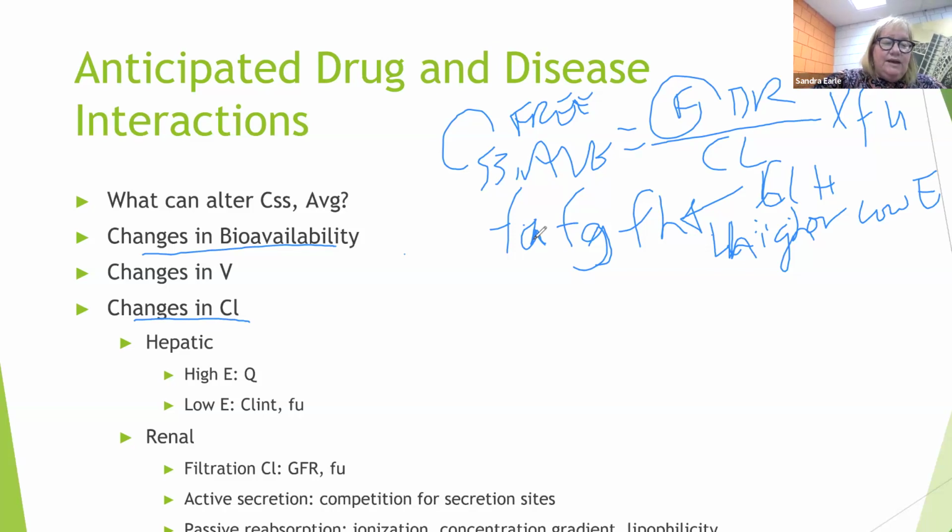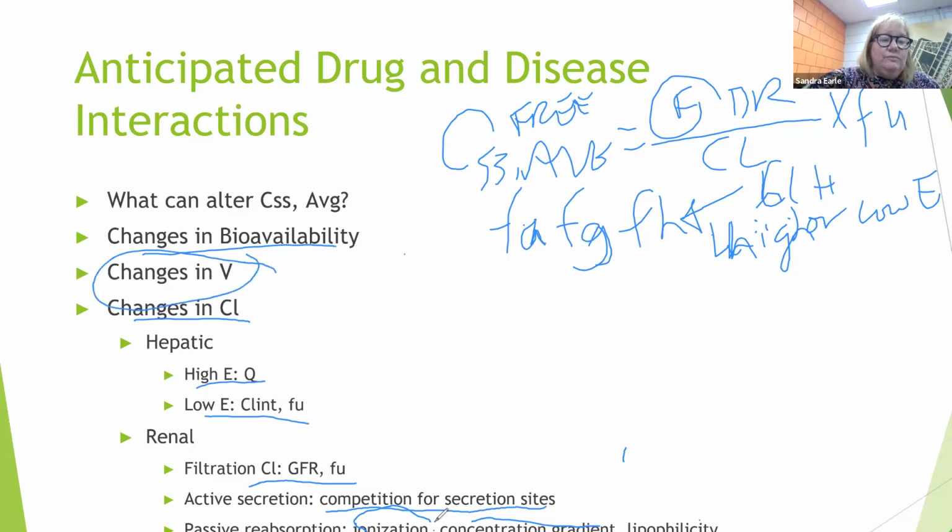For hepatic clearance, if it's high E, it's going to be affected by Q. If it's low E, it's going to be affected by intrinsic clearance and binding. If it's renally cleared, all drugs are filtered, so GFR and fraction unbound are going to matter. If it's predominantly actively secreted, we're going to have to look for competition for secretion sites. If it's predominantly reabsorbed, we'll look for ionization character, concentration gradient, and any change in lipophilicity, but that doesn't usually happen.